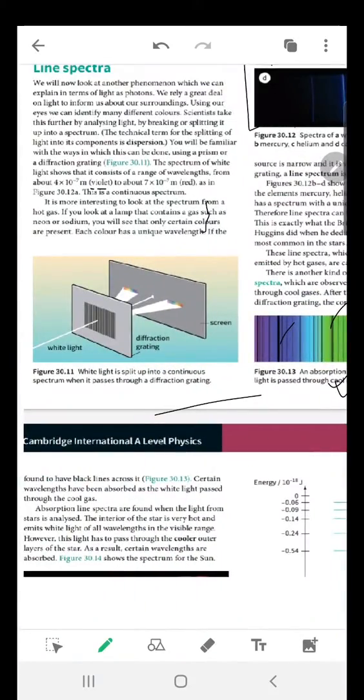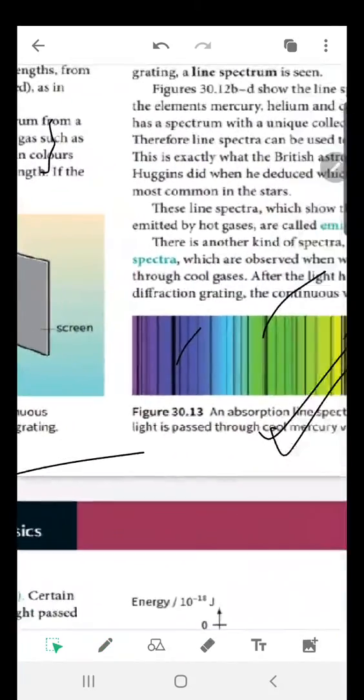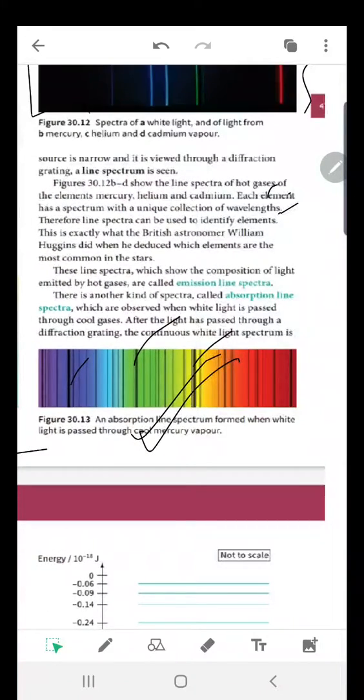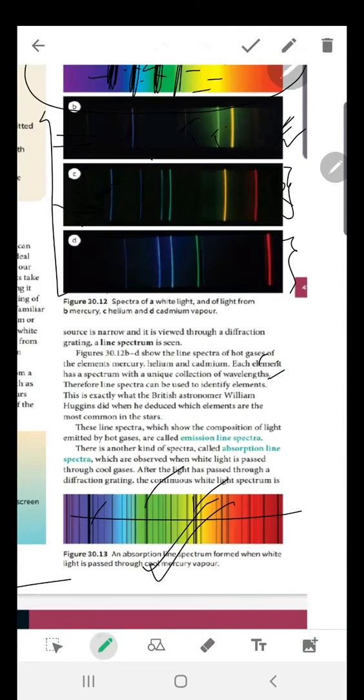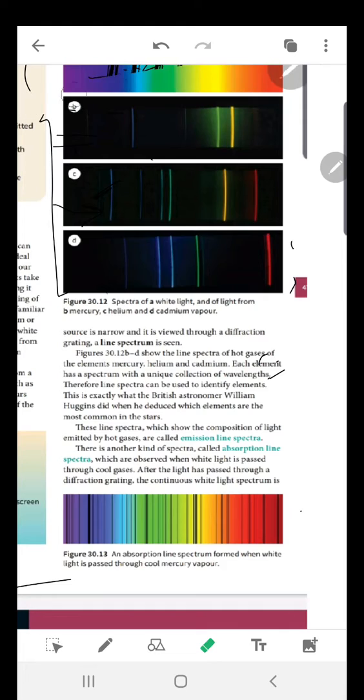Okay, so now you should know the difference between the emission spectra and the absorption spectra. In absorption spectra, you will see that the black portion is less and the colored portion is more, whereas in the emission spectra, the black portion is more and the colored portion is less. So you can easily differentiate by just seeing the diagrams. But you should know the logic as well, why it is happening.